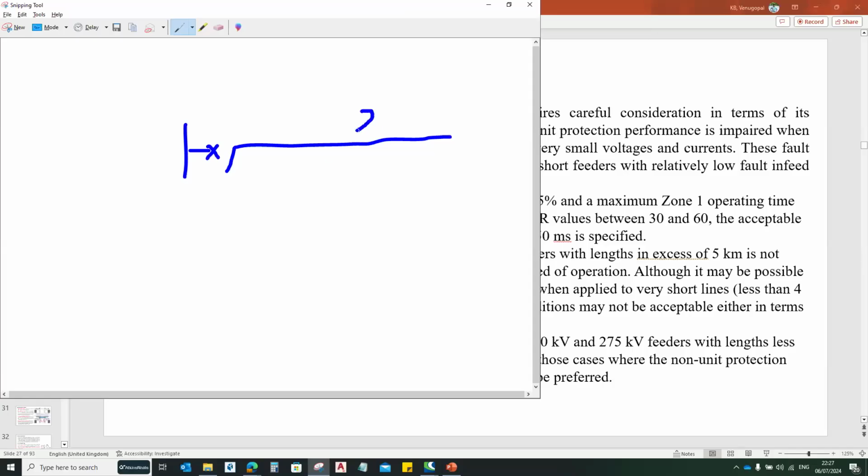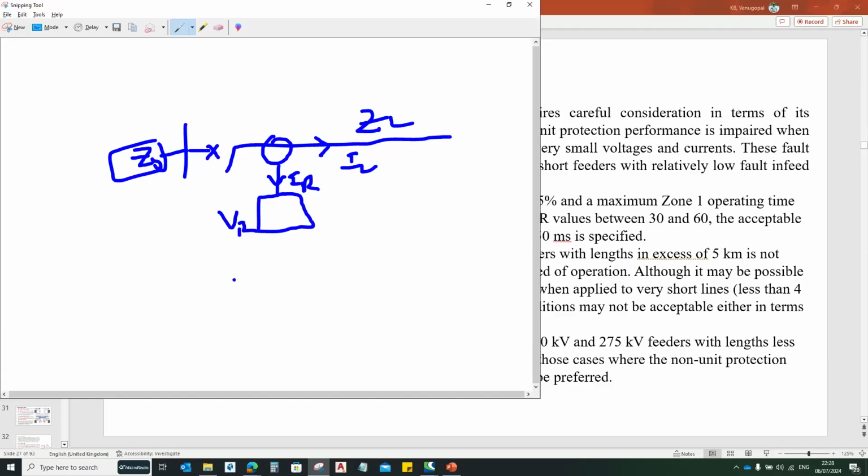Let us assume that this is your ZL and this is your ZS, the source impedance, and this is your relay point. This is your IL, and this is your IR. So this is your V relay. For me, V relay is equal to the current seen by the relay, IR, into the impedance of the transmission line.